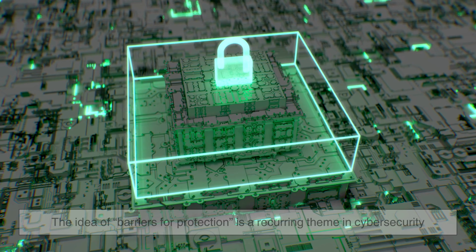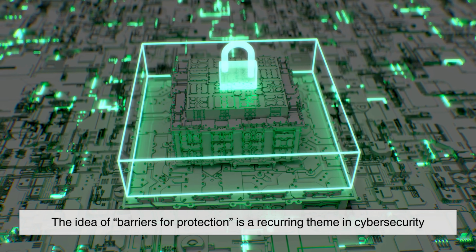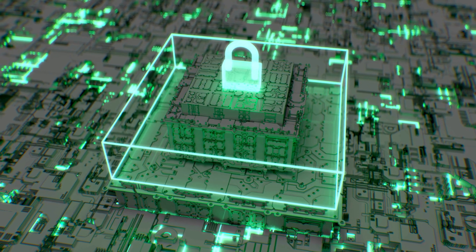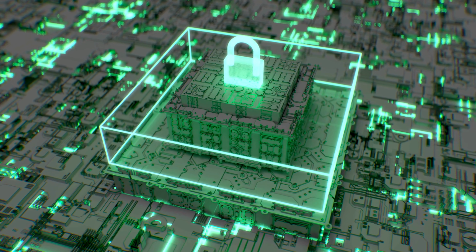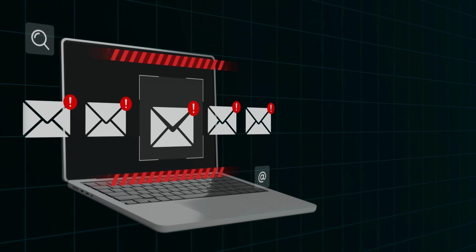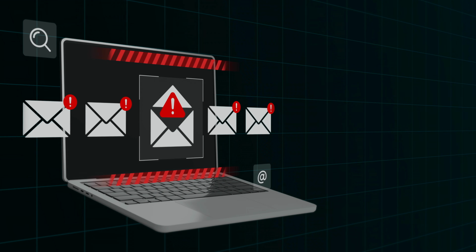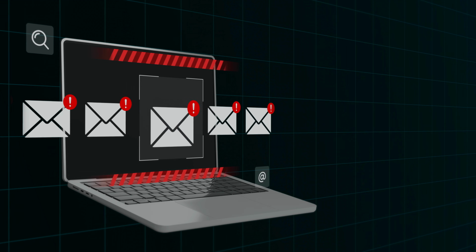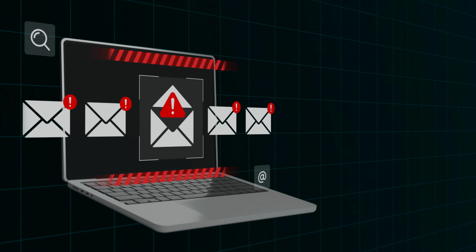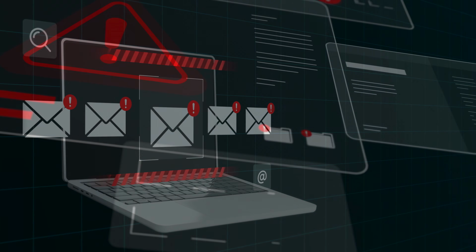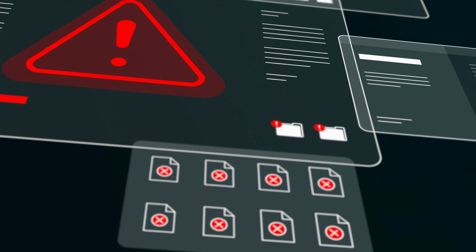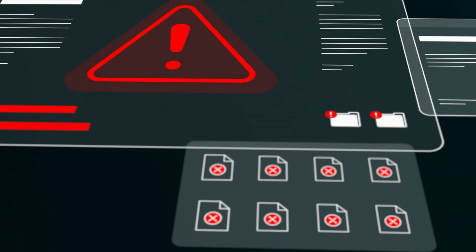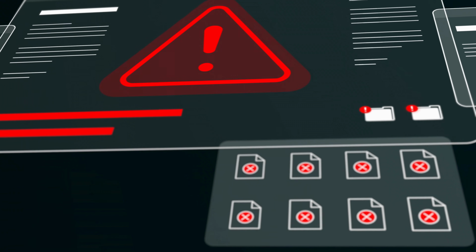In fact, the idea of barriers for protection is a recurring theme in cybersecurity. We see similar concepts in antivirus software, encryption systems, and intrusion detection systems, but the firewall remains the first line of defense. It's like a security guard standing at the entrance of a building, checking IDs, deciding who gets in, and blocking suspicious activity before it even reaches the inside.